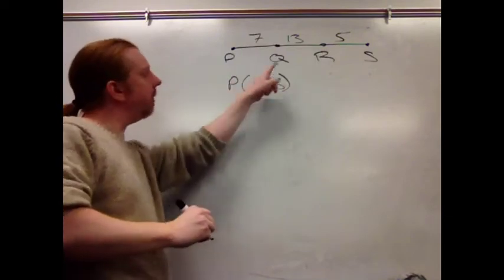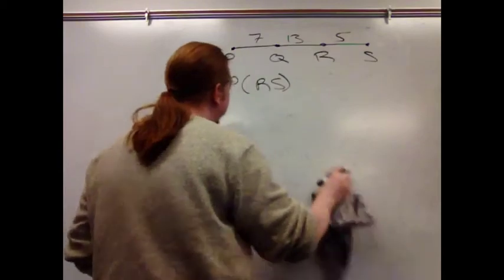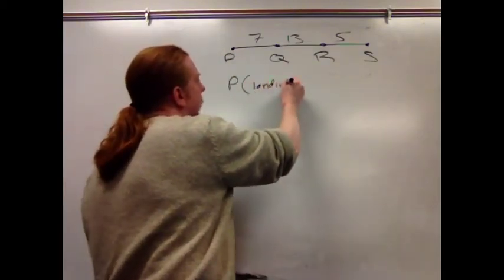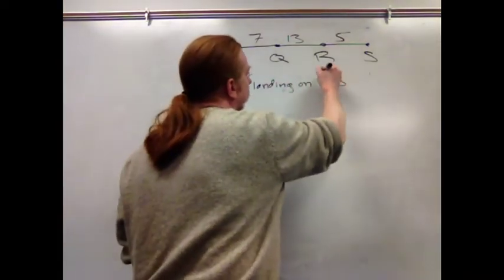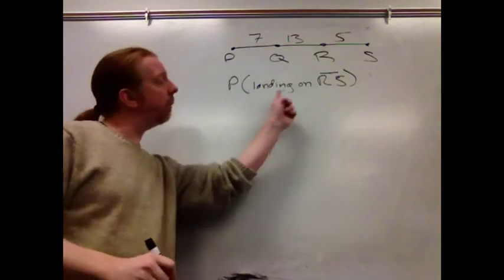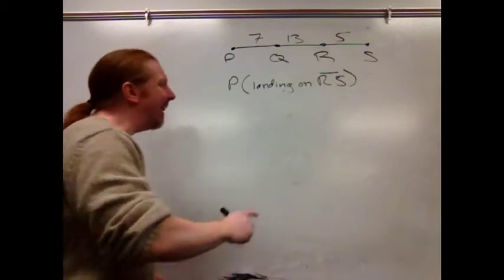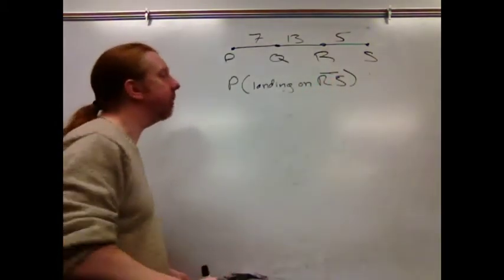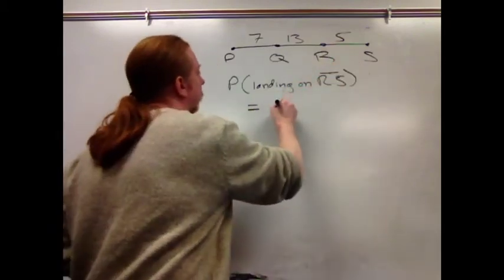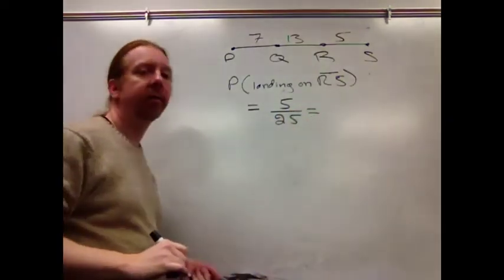P, parentheses denotes the event I'm talking about, and in this case the event is RS. You could also write this as the probability of landing on RS. There is no rule that says you have to abbreviate in here. You can be as explicit as you want to communicate what you're looking at. So the probability of landing on RS is going to be, well, how big is RS? It's 5 units. The total segment is 25 units long.